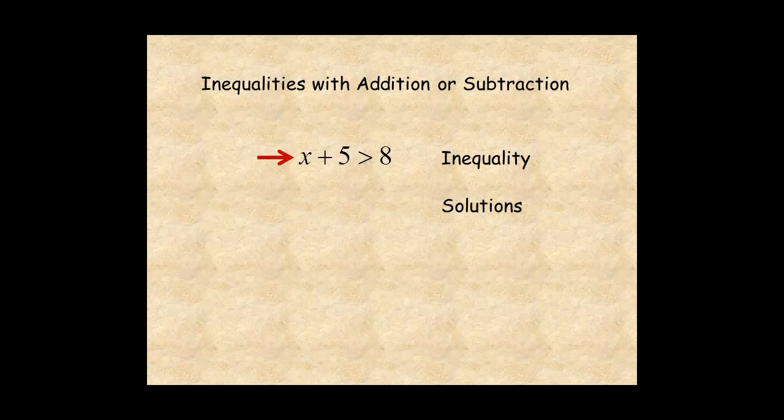Since 3 plus 5 is equal to 8, you can see that any number greater than 3 would be a solution. For example, for x equal to 4, you would have 4 plus 5 is greater than 8, which is 9 greater than 8, which is a true statement. So the solution to the inequality is x greater than 3, or any number greater than 3. Like an equation, the solution to an inequality is a set of numbers which you can graph.